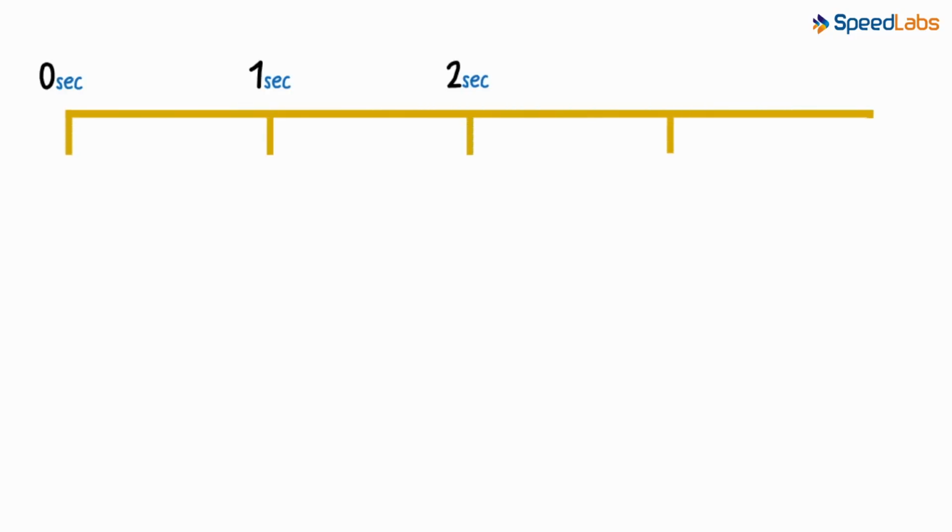Let us draw a timeline in which each unit is 1 second long. At the initial point, the velocity of the object is 0. It means that the object is stationary. What if the object slowly increases its velocity?